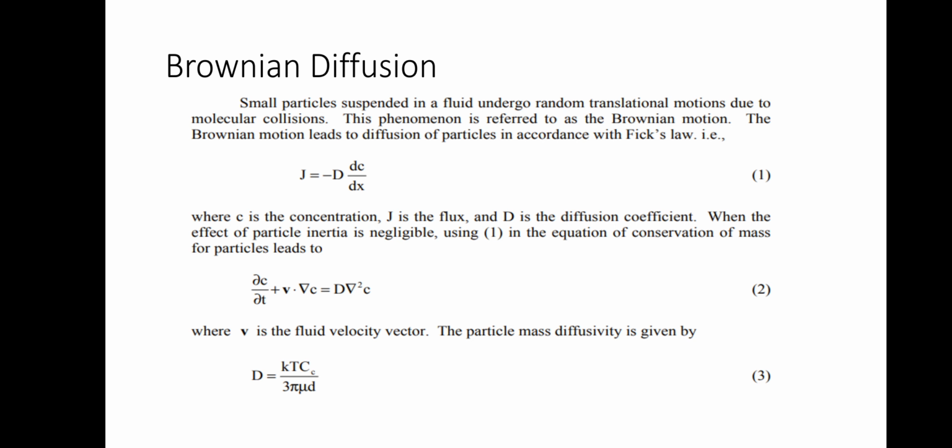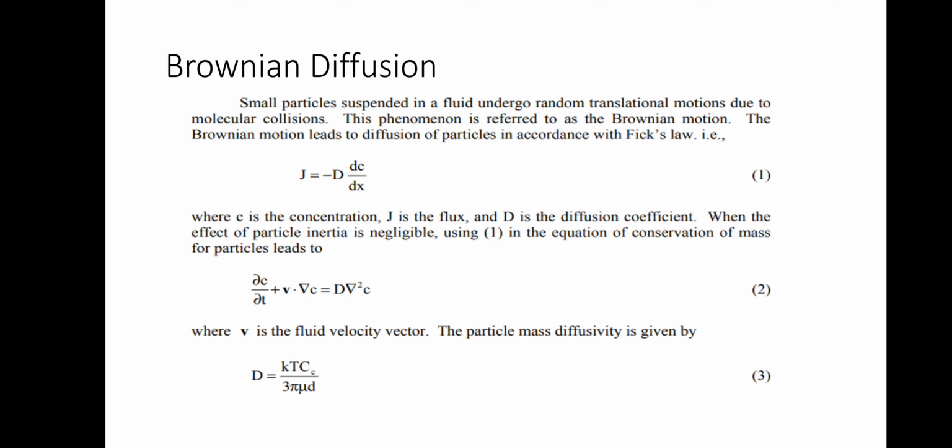J equals minus D dc by dx, where c is the concentration, J is the flux, and D is the diffusion coefficient. When the effect of particle inertia is negligible, using J equals minus D dc by dx, the equation of conservation of mass for the particle leads to ∂c/∂t plus v dot ∇c equals D ∇²c, where v is the fluid velocity vector.